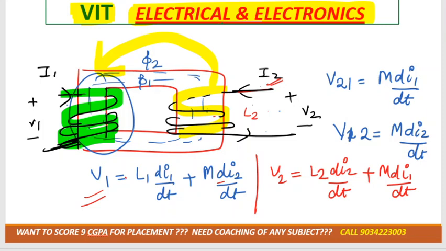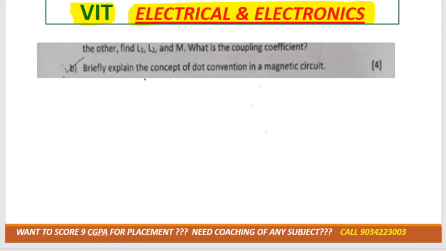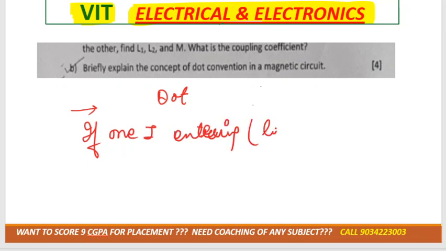The same thing that we have written for V1, we write down for V2. Now see, in this we write down one more thing, which is the dot convention. If one current is entering or leaving the dot, as I told you, and another current is also entering, then in that case mutual inductance would be positive, otherwise it would be negative, clear? So basically you have to learn all the theory related to the dot convention.